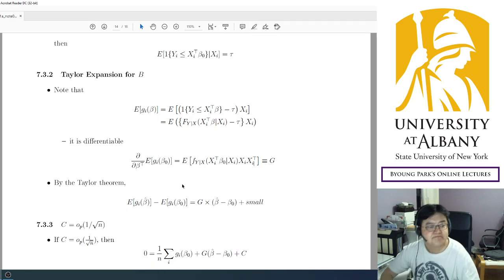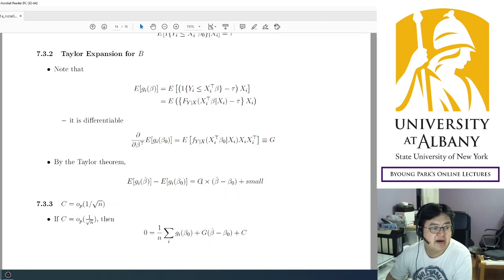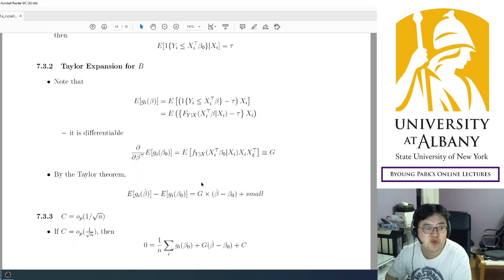And the C, the last term, is more complicated.